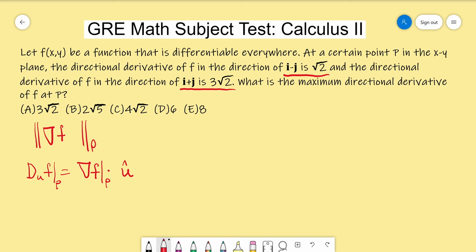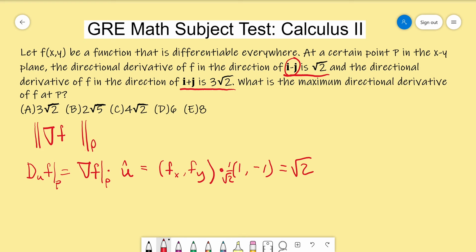Okay, so in our case, this tells us that the gradient of f, which I'm going to write as the vector f partial derivative with respect to x, comma, f partial derivative with respect to y, dot product with the unit vector in the direction of i minus j. Well, that's going to be the vector 1, negative 1, divided by root 2, which is the magnitude of that vector. And we're told that that has to equal root 2.